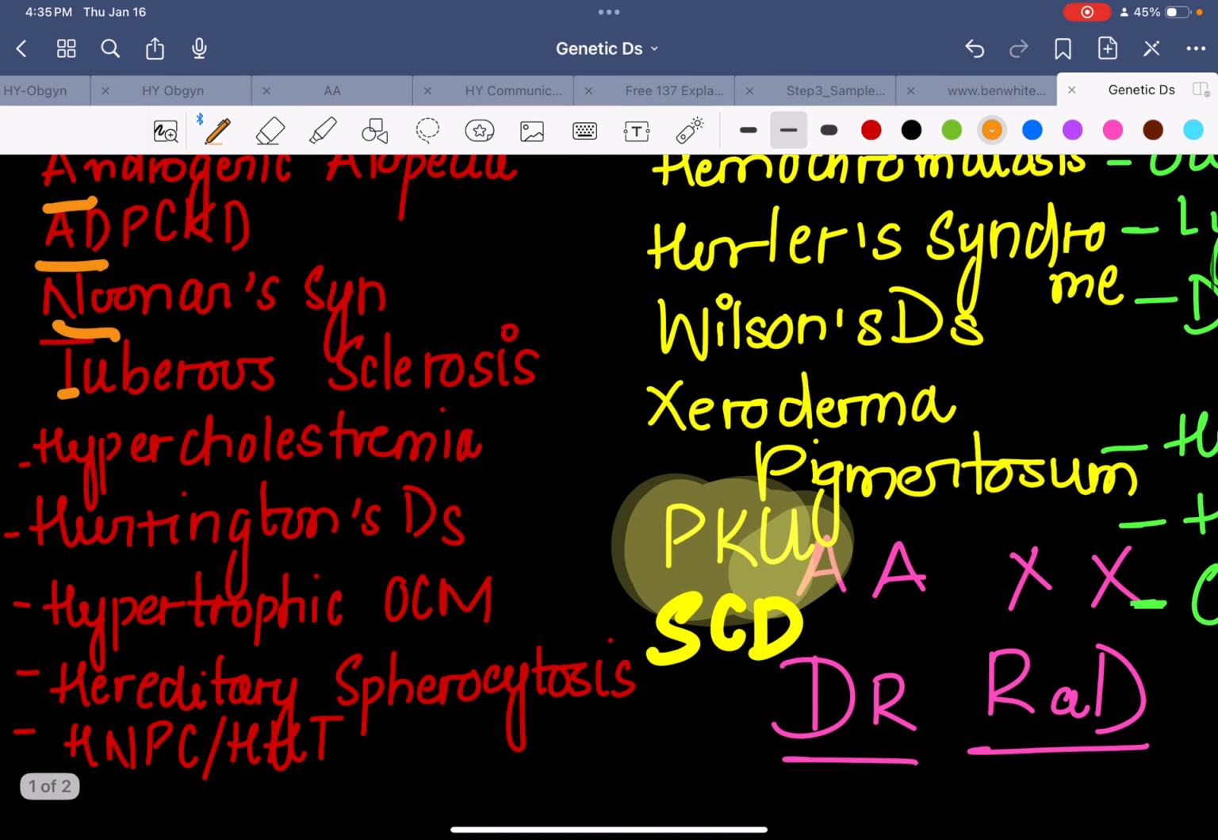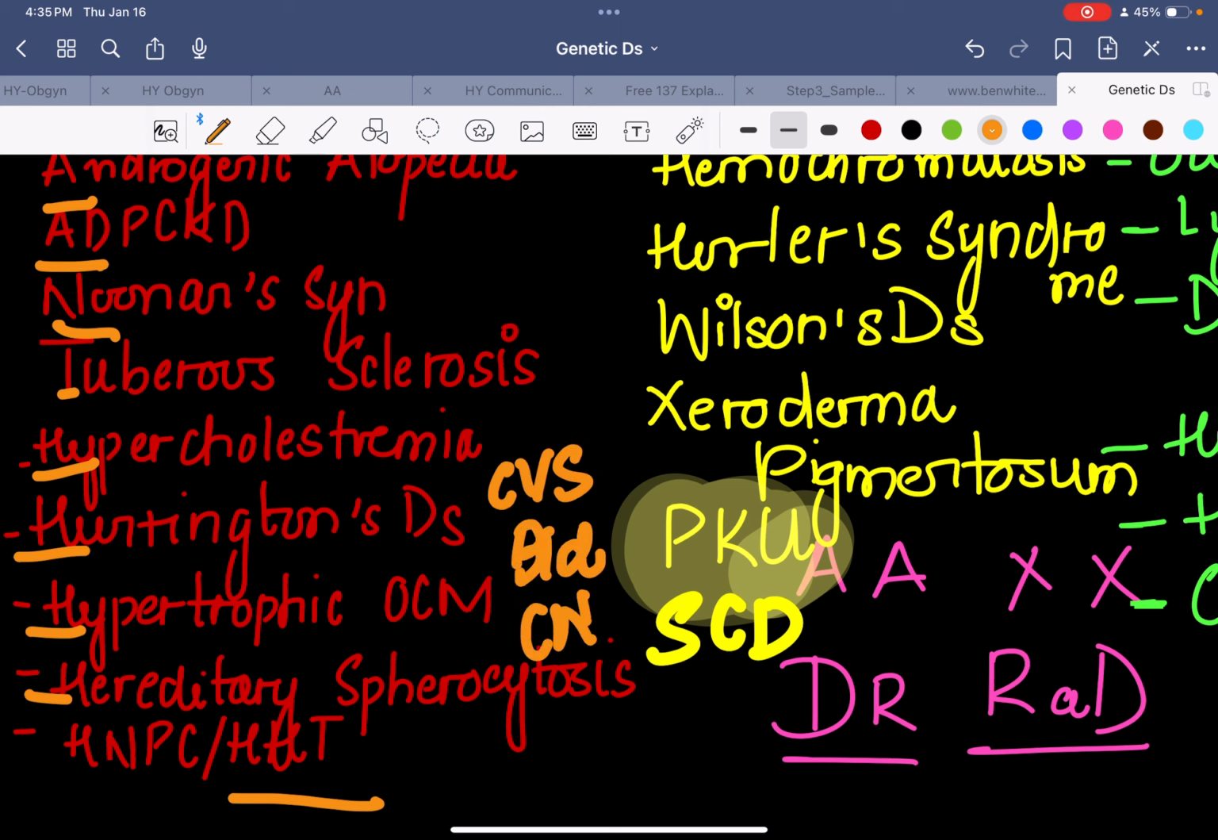And then we have H raised to the power of 4. So we've already covered hereditary hemorrhagic telangiectasia, so we'll not include it here. So H to the power 4, remember that we will begin with some diseases which will affect the CVS, then the blood, and then the CNS. Okay, so the diseases that affect the CVS are hypercholesterolemia, as well as hypertrophic obstructive cardiomyopathy. And then the disease that affects the blood is hereditary spherocytosis, and the disease that affects the CNS would be Huntington's disease.